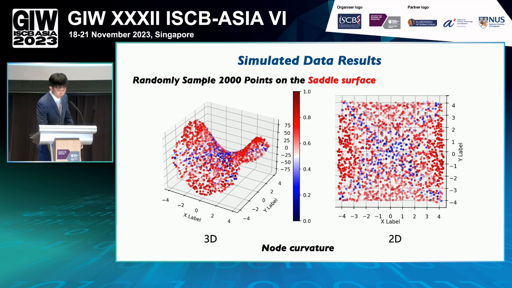In another example, we also sample 2000 random points on the saddle surface, and we found that the diagonal curve has low curvatures, which is consistent with the theoretical results. It also indicates the value is meaningful.